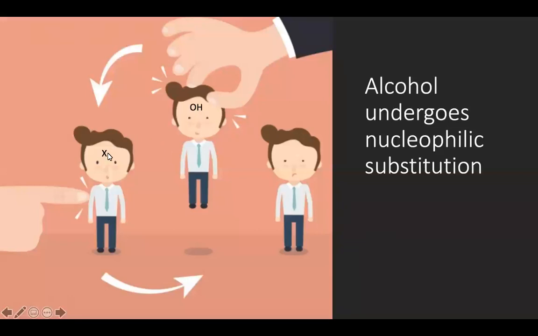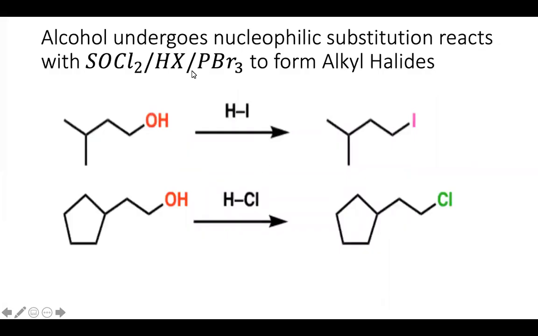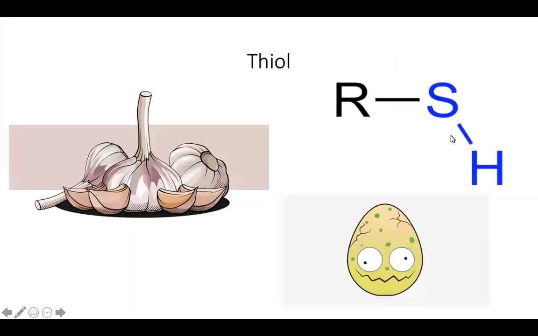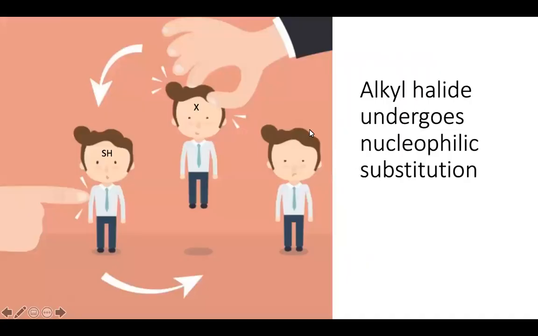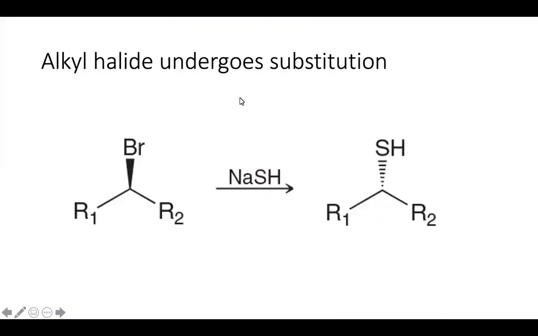Alcohol can also undergo nucleophilic substitution, remove the hydroxyl group and introduce the X group. So we can use HX, PBr3, or SOCl2, depending on what we want to add here, to form alkyl halides. Remove the OH, introduce the halide group. And next we come to thiol. So how do we make thiol? Same, we can remove the X group from RX and introduce the SH group, the thiol group. This is how we undergo substitution. And notice that in this substitution, the whole molecule undergoes inversion of configuration.